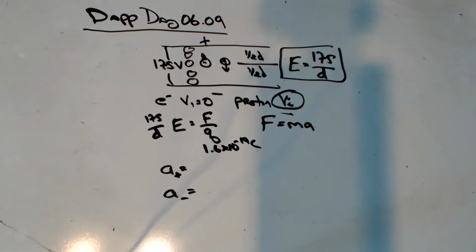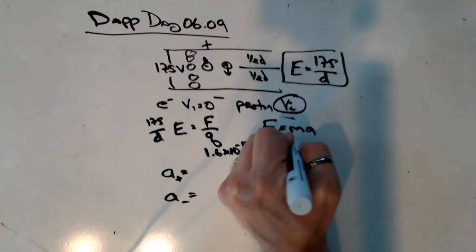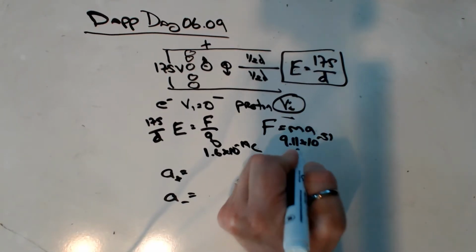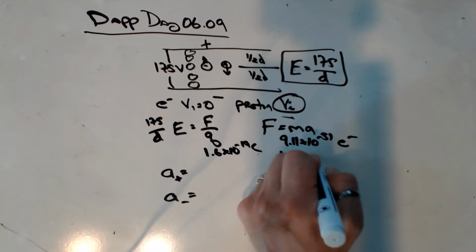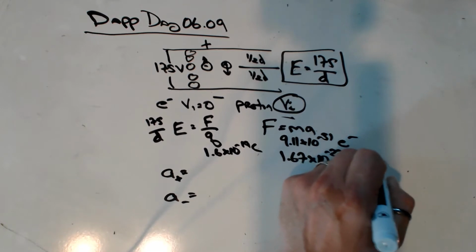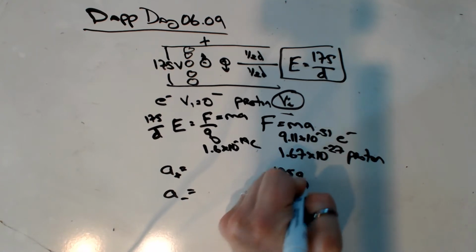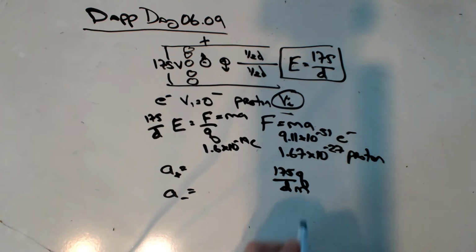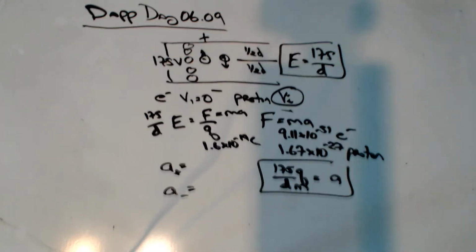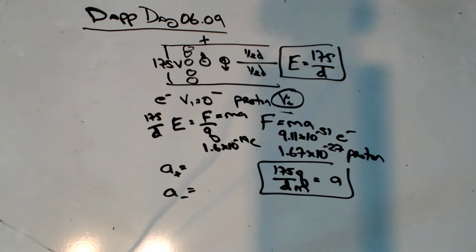Now, let me just do this. The mass of the electron is 9.11 times 10 to the negative 31. That's the electron. The mass of the proton is 1.67 times 10 to the negative 27. That's the proton. With that being said, if I multiply the Q up here, 175 times 1.6 to the negative 19, and then I divide the mass to the other side since F equals ma, 175 Q over D, Q divided by m, I'm going to get the acceleration of each. 175 times 1.6 to the negative 19 divided by each of the masses should get me the acceleration.